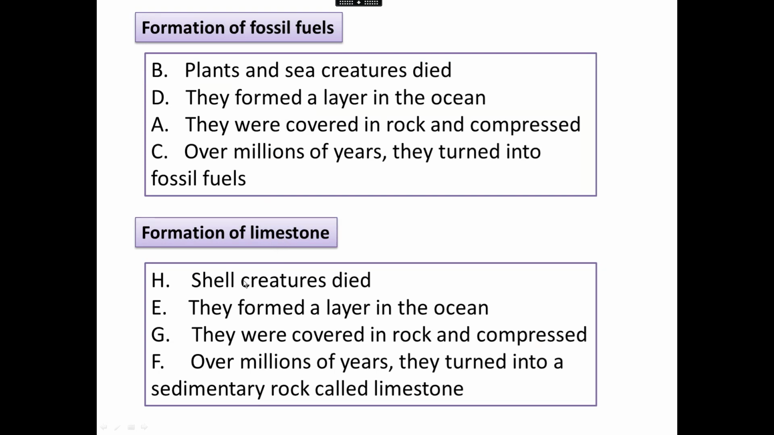Formation of limestone. It was shell creatures that died. They formed a layer in the ocean. They were covered in rock and compressed. Then over millions of years, they turned into a sedimentary rock called limestone.